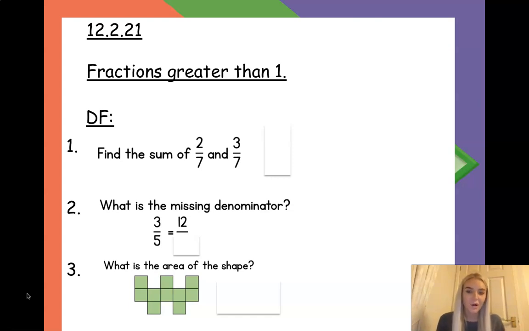Okay, find the sum of 2/7 and 3/7. Now, our denominators will not change, so we can add 2 and 3 together, which makes 5/7.